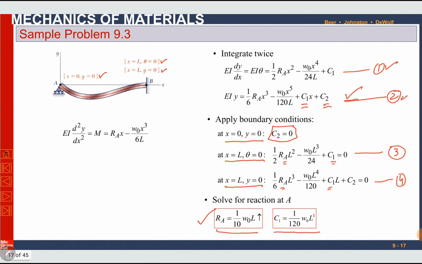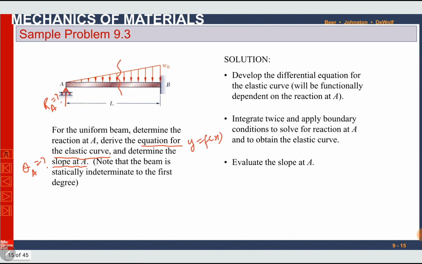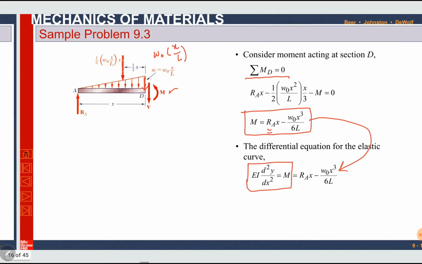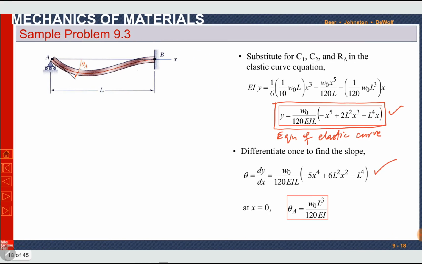At point A, in the problem statement, we were asked to determine the slope at A, theta A. So at point A, x is 0. Putting x equal to 0 in the expression for theta, we get theta A, which is W0 L cube by 120 EI. I hope you understand this solution. You can do the calculations by yourself, and it was very easy. You can try more problems like this.